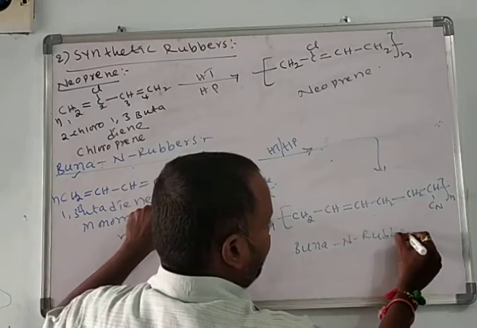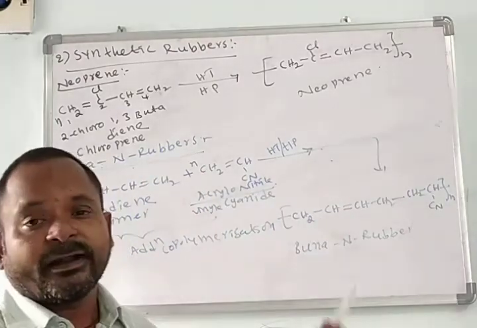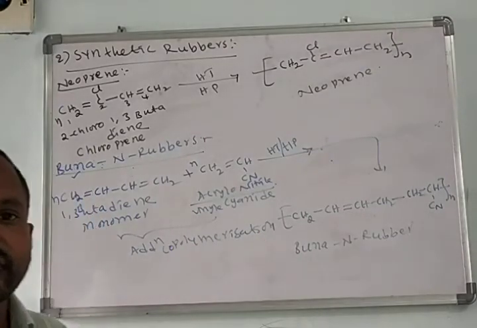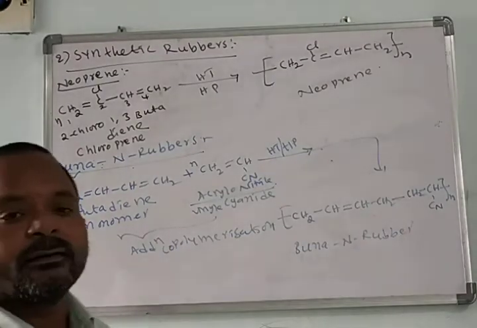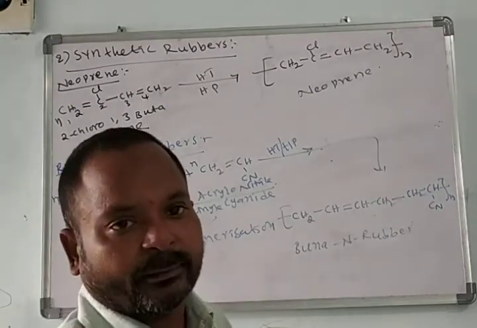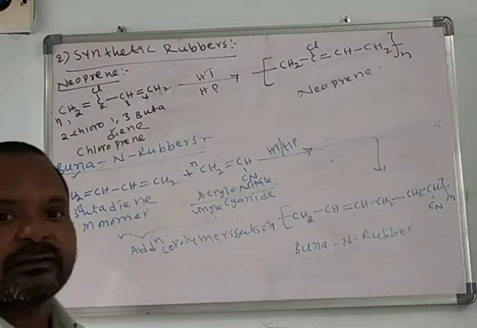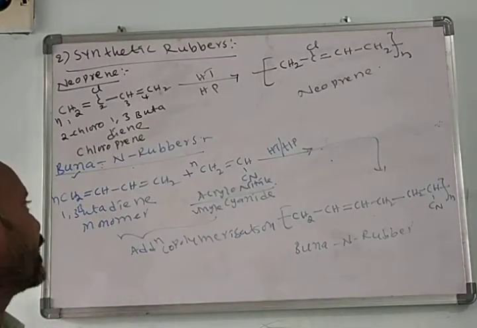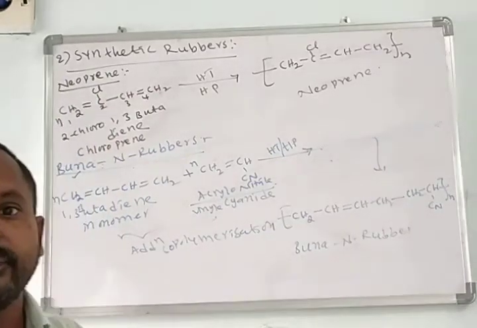This is also one of the synthetic rubbers. It has more specific properties than natural rubber. It is also stronger and stiffer than natural rubber. It is used in the rubber industry and textile industry. Most of the textile industry uses different rubbers, and in machinery purposes also we use this Buna N rubber and neoprene rubber.